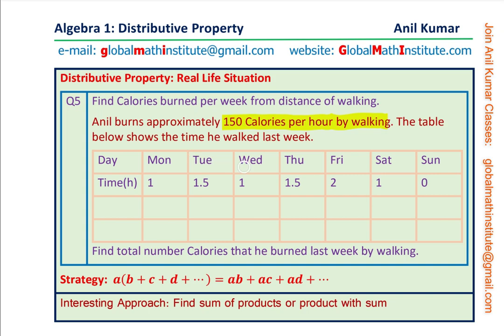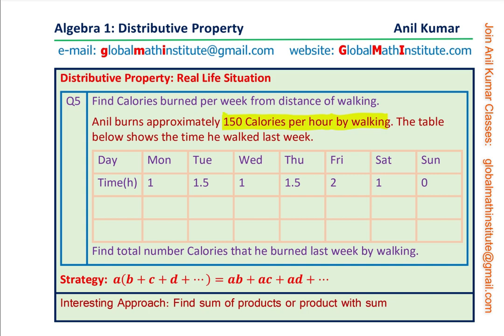So these are the 7 days of the week, and the time recorded was 1 hour on Monday, 1.5 hours on Tuesday, 1 hour Wednesday, 1.5 hours Thursday, 2 hours Friday, 1 hour Saturday, and resting on Sunday. Now the question here is how much energy, rather calories, were burned?